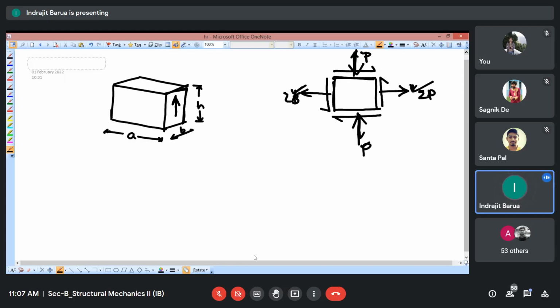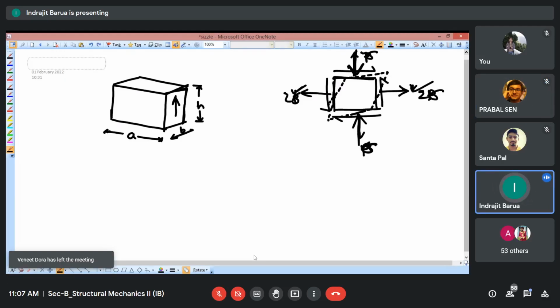Let's say 2 sigma, sigma, sigma. This is not important right now. Right now, I'm just discussing the concept a little bit. So you can deform this body like this.